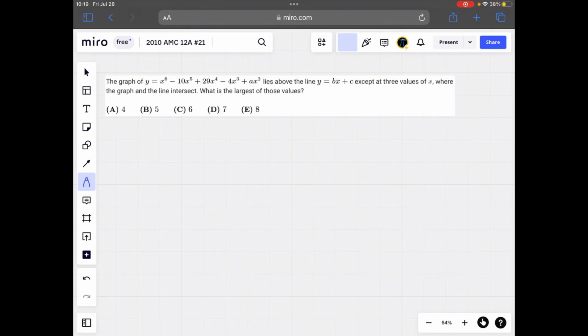The graph of y equals x to the 6th minus 10x to the 5th plus 29x to the 4th minus 4x cubed plus ax squared lies above the line y equals bx plus c, except at three values of x, where the graph and the line intersect. What is the largest of those values?